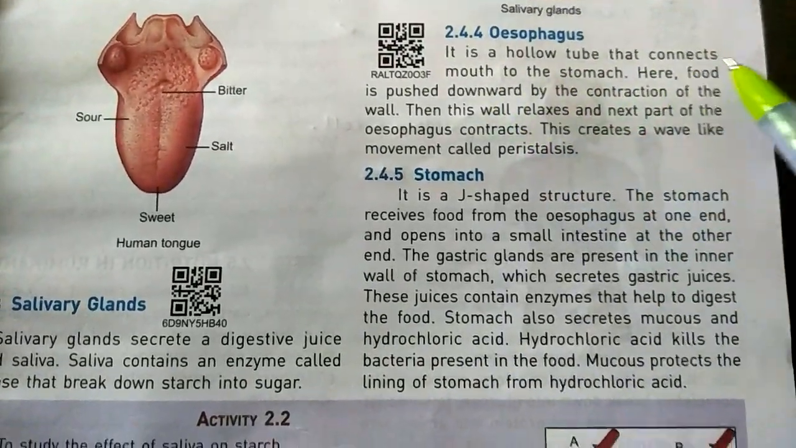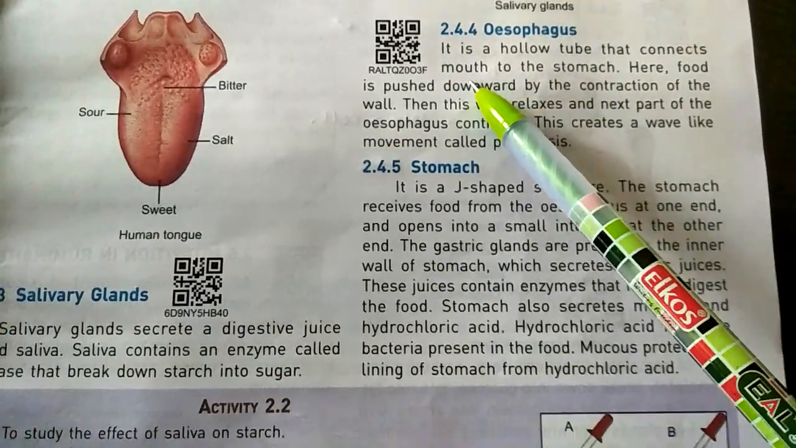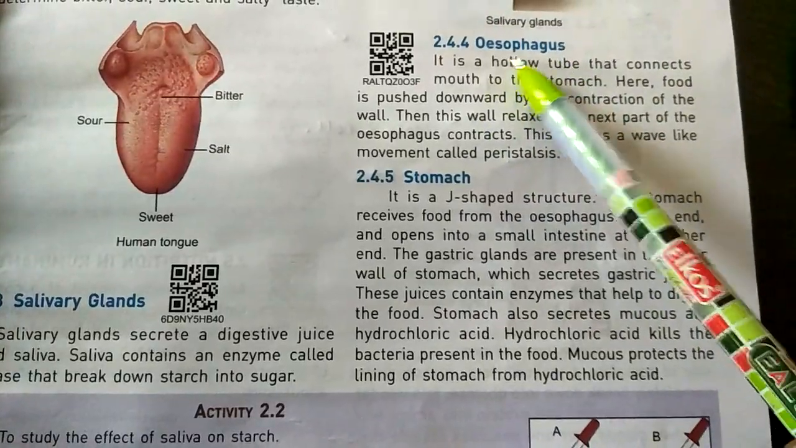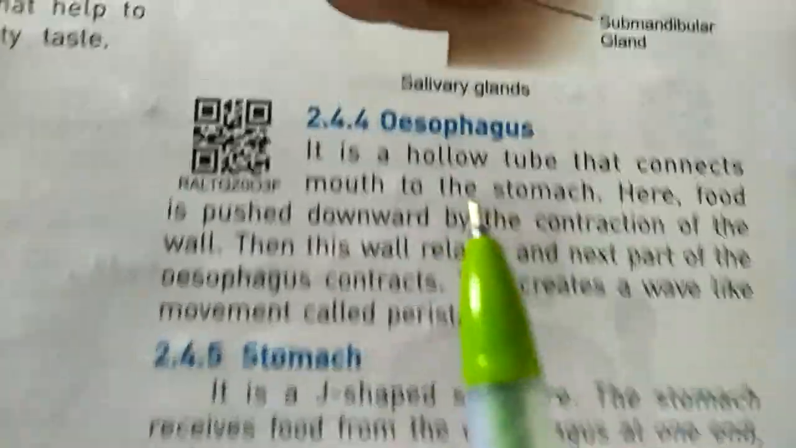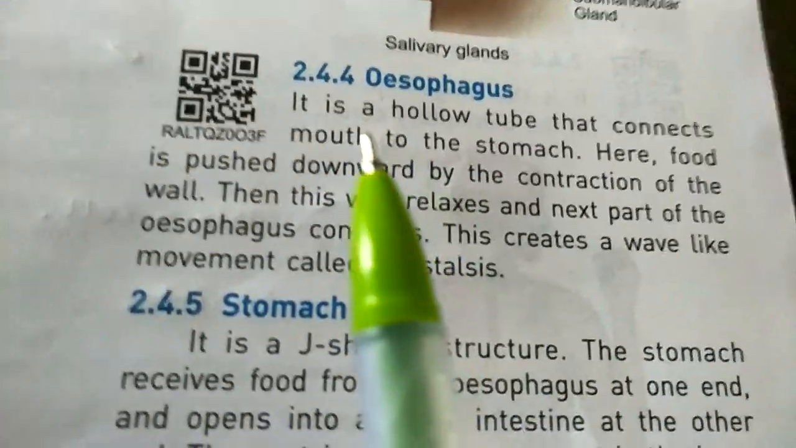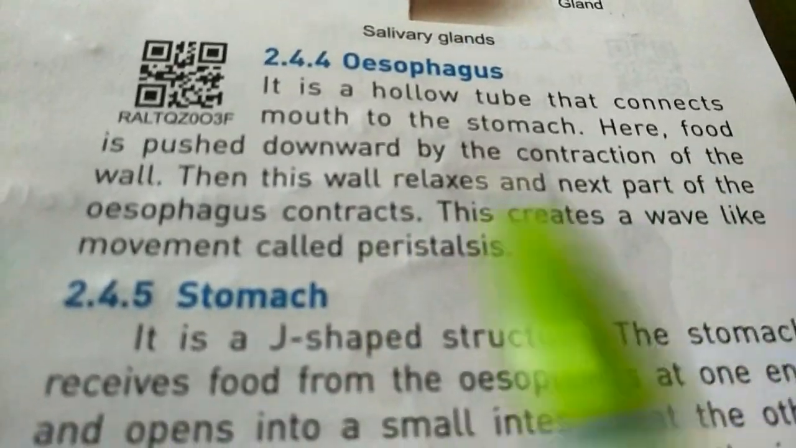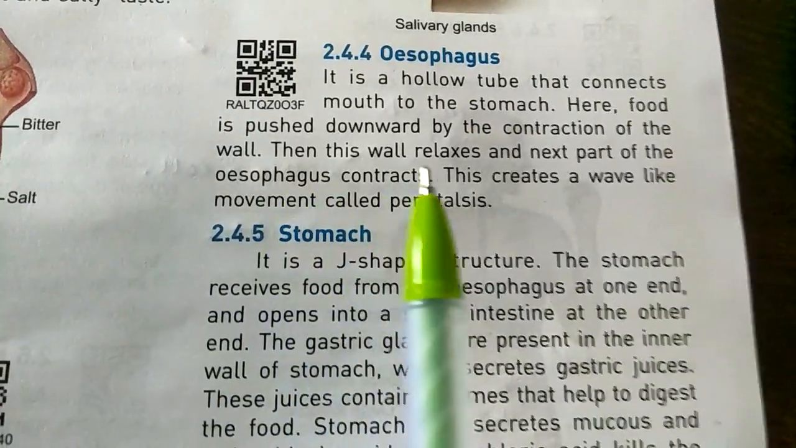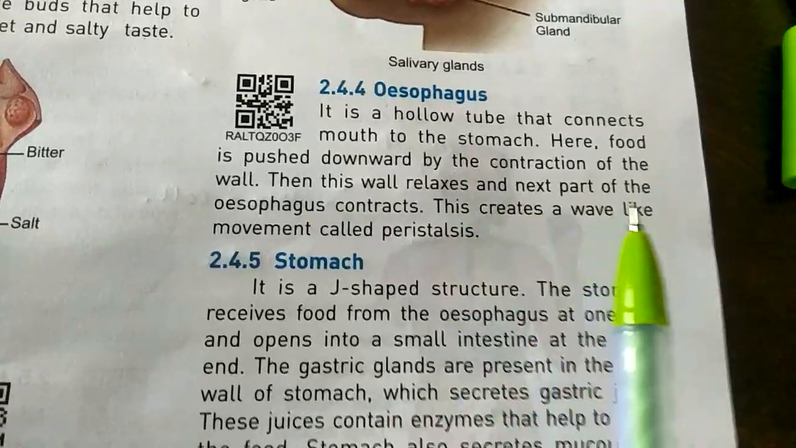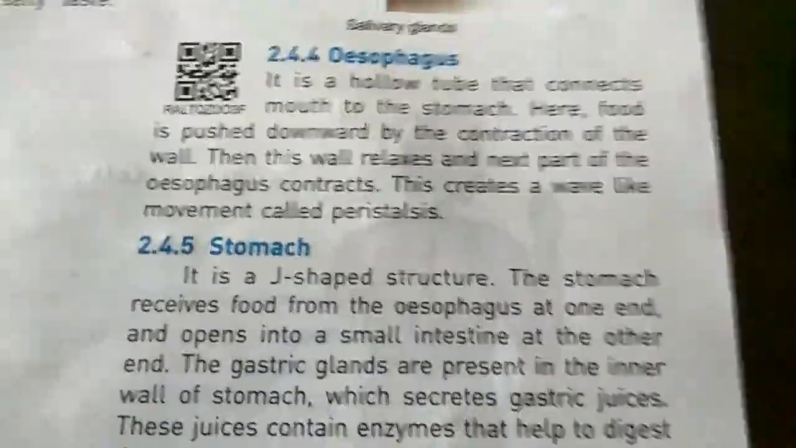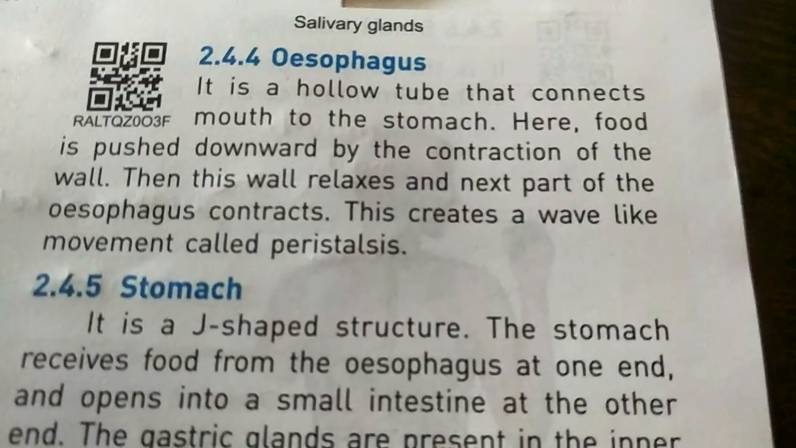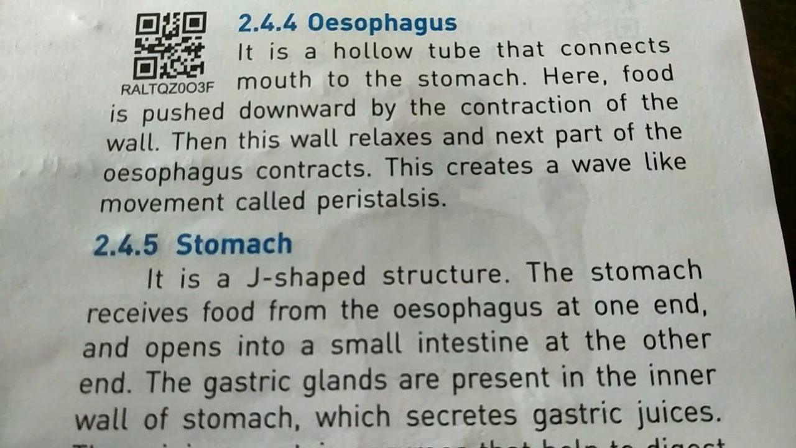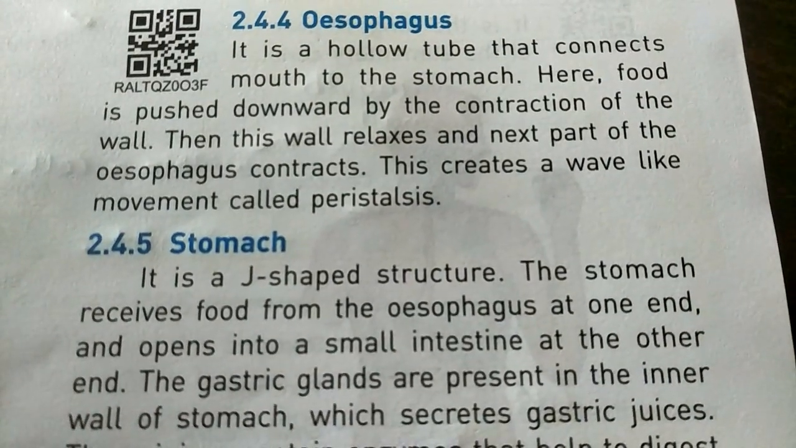The esophagus is a hollow tube that connects the mouth to the stomach. It means the food goes from the mouth to the stomach only due to the esophagus. Its other name is food pipe. Here food is pushed downward by the contraction and relaxation of the wall of the esophagus. This is known as peristalsis or peristaltic movement, because only due to that the food goes downward.